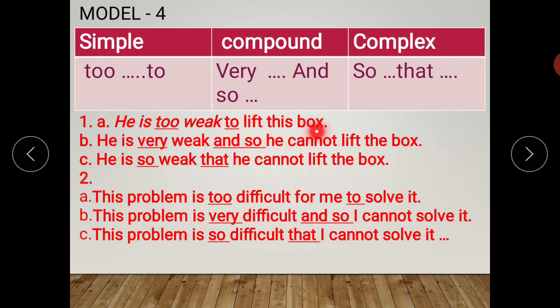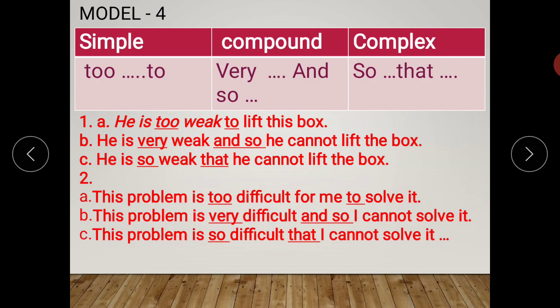The next part, to lift this box, that is the phrase. So the phrase has come in the second part. That doesn't make any difference. It can be at the beginning or at the end. So don't worry about that. Where is the main clause? He is too weak. Here is the phrase, to lift this box. So it is a simple sentence.